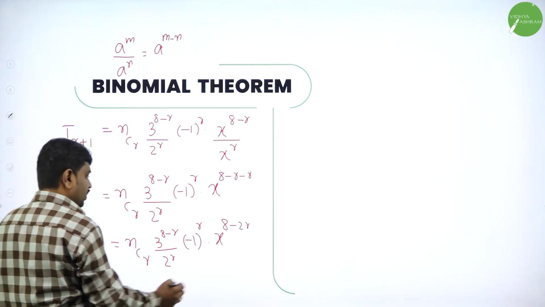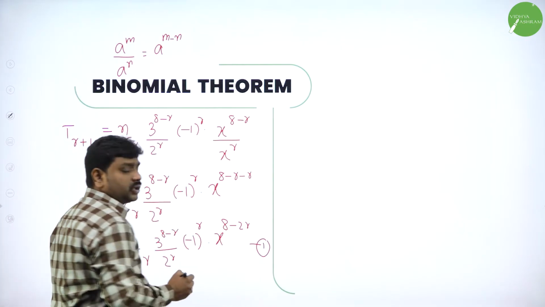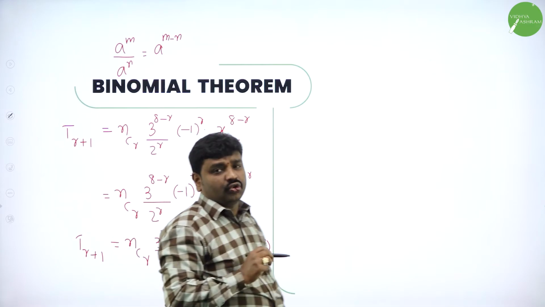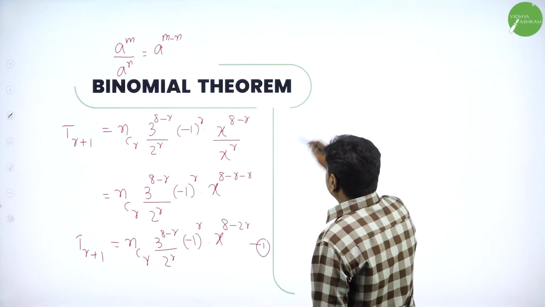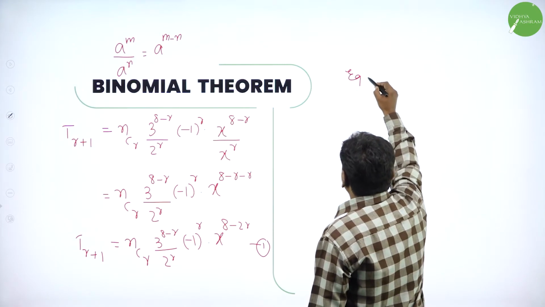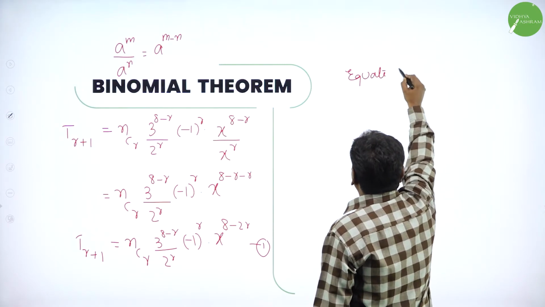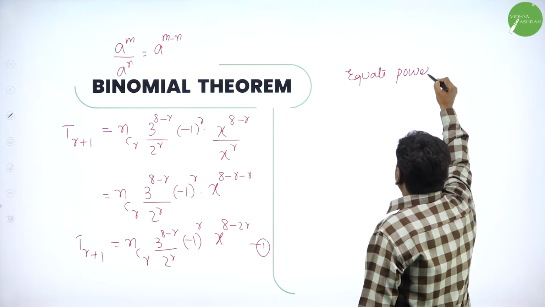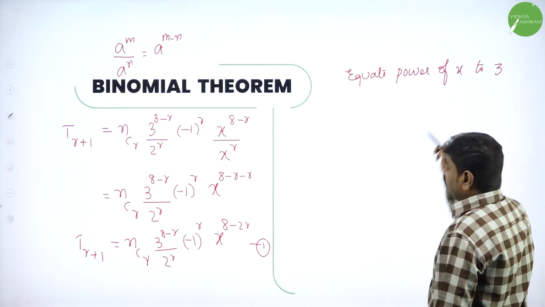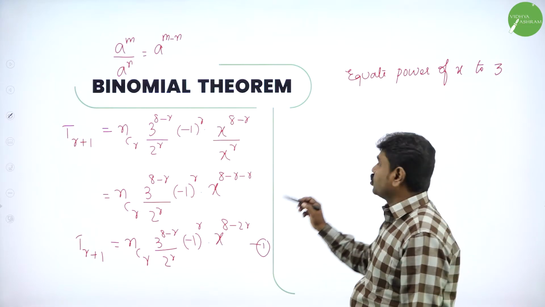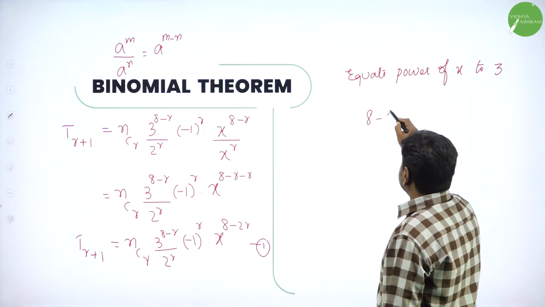Call it equation 1. Now we want a term with x cube. Term with what? x cube. So term with x cube means equate the power of x to 3. Equate the power of x to what? 3. What is the power of x here? 8 minus 2r. So equate this 8 minus 2r to 3.